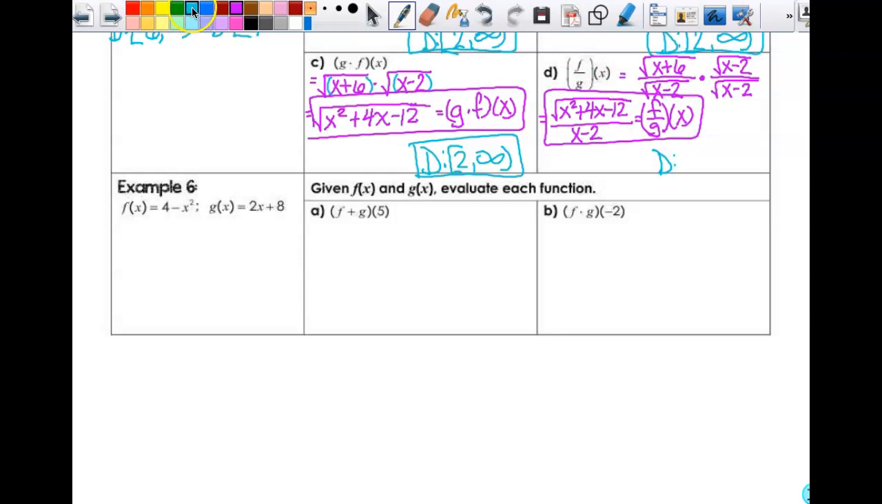Then I need to revisit my domain. I know that g of x cannot equal 0. That means the square root of x minus 2 cannot equal 0. I square both sides, and I get x minus 2 cannot equal 0, so x cannot equal 2. So the only thing that changes in my domain is that I don't get to include 2 anymore, and I go from 2 to infinity. Okay. What questions you got?